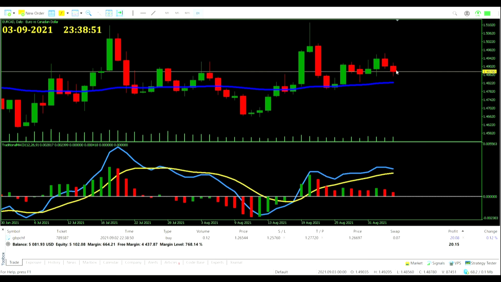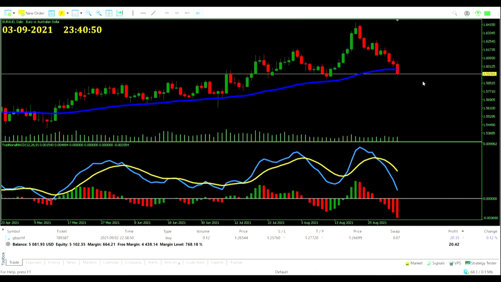Hopefully we'll see some red days on the Euro Canadian dollar. If we can get people selling off the Euro, get that MACD below 0, potential signal there. Aussie dollar strengthening against the Euro. We're seeing that sell-off happen there, and the MACD continues to trundle below 0.